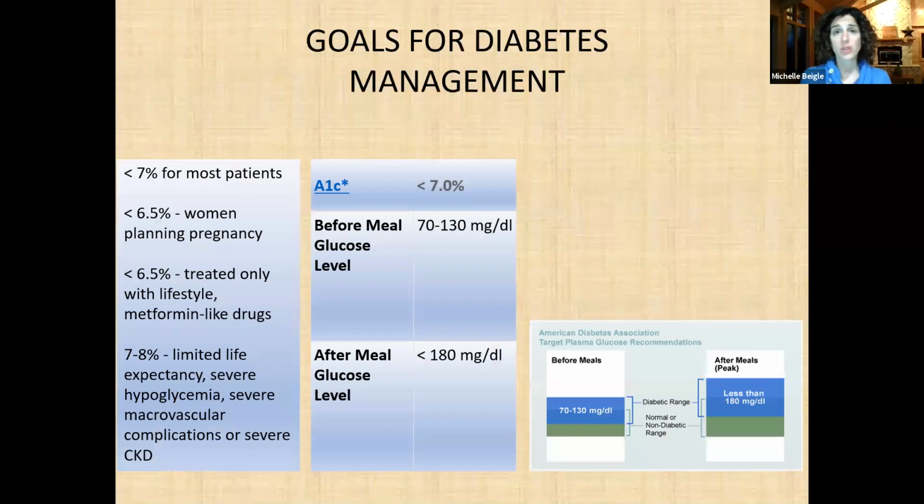So once you've diagnosed a patient with diabetes, what is it that you're actually looking to do? What are your goals for management? When they come back to you, how do you know that you were successful? What benchmarks are you looking to reach?